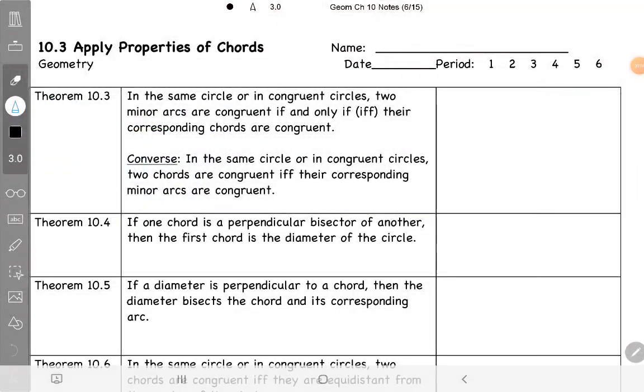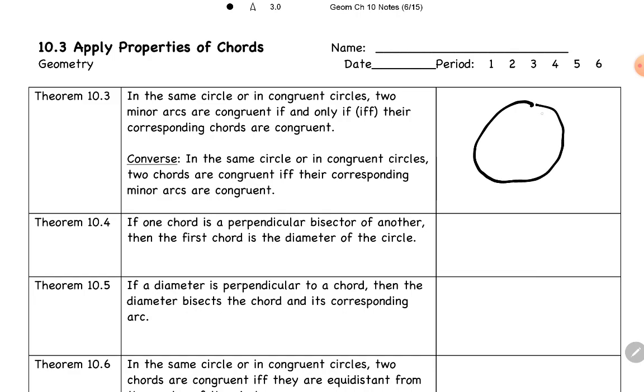We're going to be looking at properties of chords in circles. So let's start off with a circle, and let's have two chords, A, B, C, D.